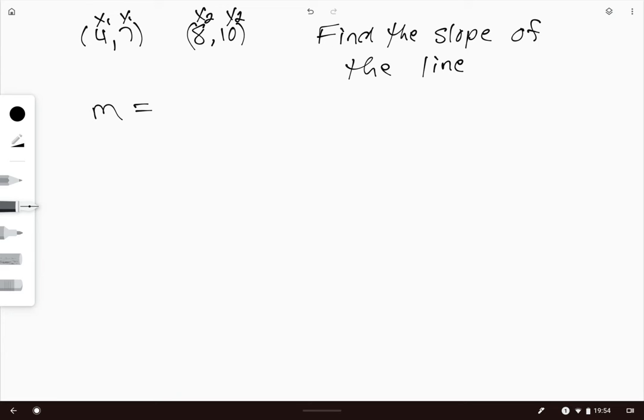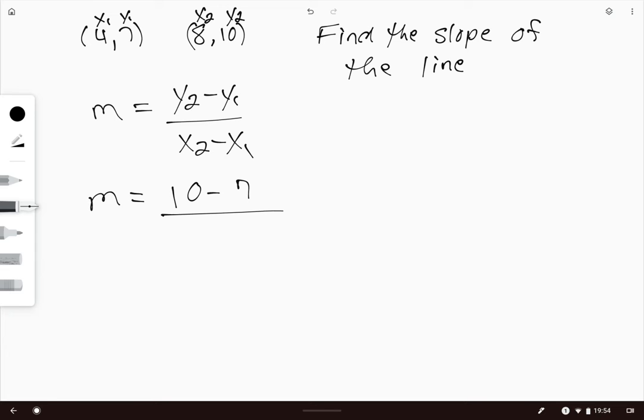So then I'm going to take my slope formula and simply substitute these values into the formula by finding the difference in y and the difference in x by subtracting. And then I'm going to leave slope in that ratio of change in y over change in x. So slope equals y2, which is 10, minus y1, which is 7, divided by x2, which is 8, minus x1, which is 4. So 10 minus 7 is 3, and then 8 minus 4 is 4. So my slope for this particular line is 3/4, or it's a rise of 3 and a run of 4.